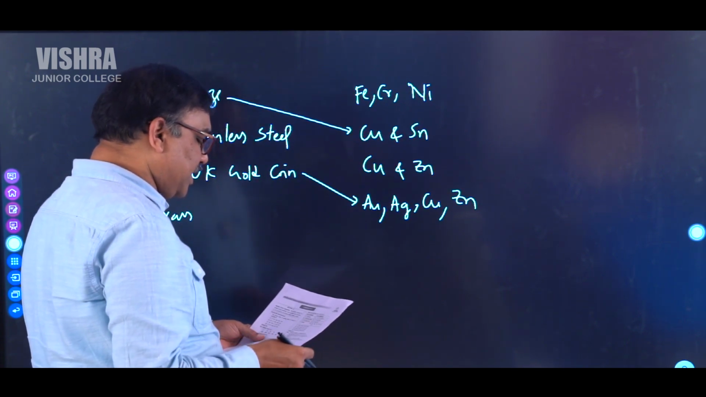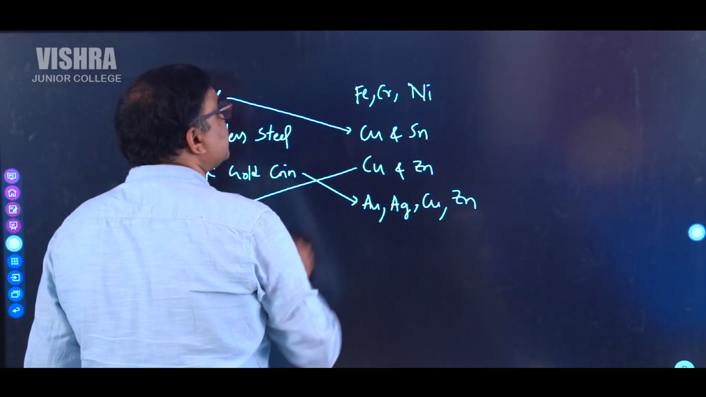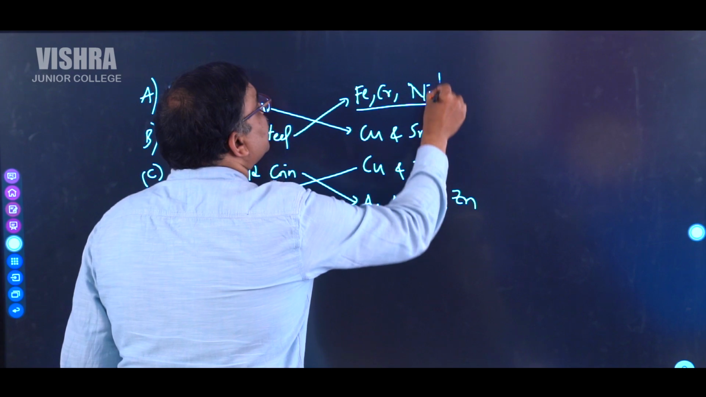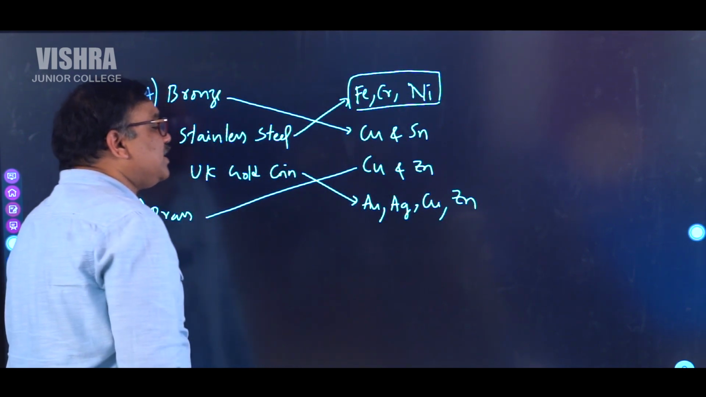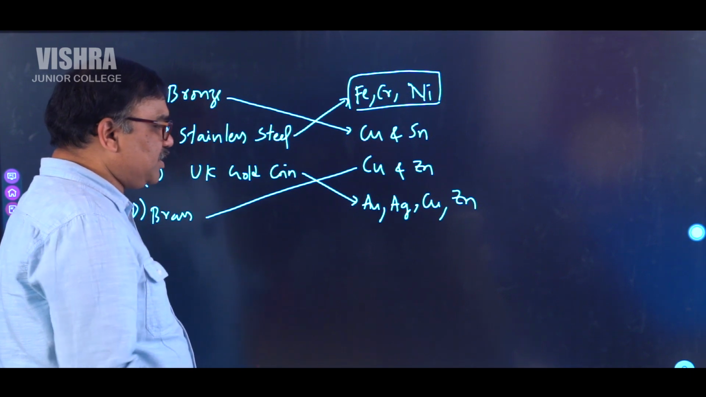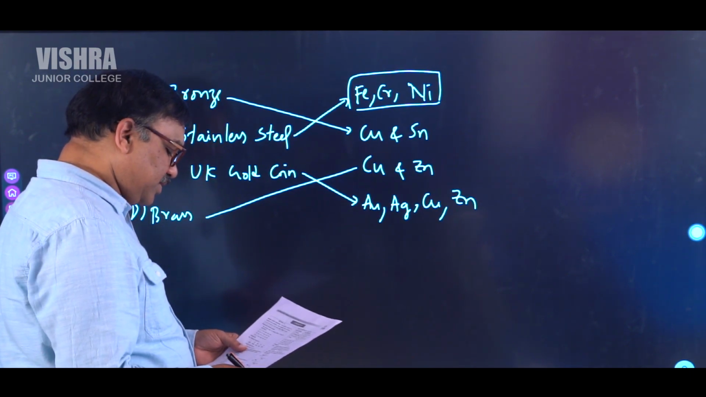It will have copper and tin. Of course, brass will have this Z, and this one is the combination iron, chromium, nickel, which is galvanization, and we are able to make it. So this is the match the following. For this question, you can easily answer that. So let's see the next question.